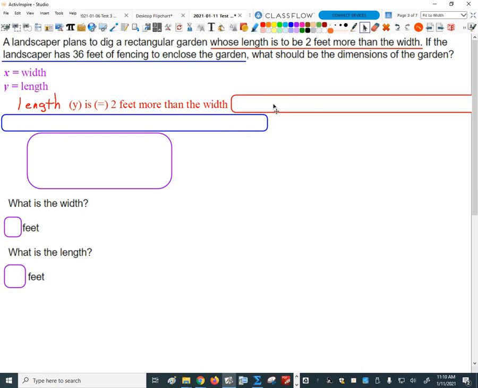2x. 2 times X? Yeah. 2 feet. We say 2 more than the width would be 2 times X. So what if I said, what's 2 more than 7? 2 more than 7?